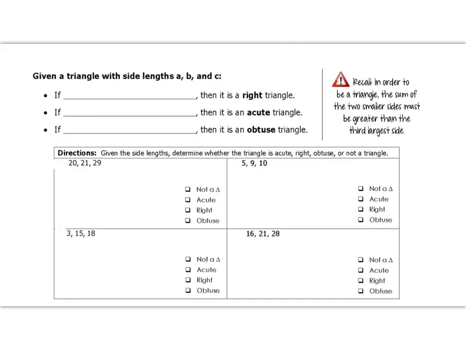Okay, next page. So we did this before. It's right if your hypotenuse squared is equal to the sum of the squares of the sides. Here, for it to be acute, you want your hypotenuse or your long side squared to be less than a squared plus b squared. And here, for obtuse, you want it to be greater than a squared plus b squared. Now, don't forget this little tidbit: the sum of the two smaller sides must be greater than the third side, the largest side, otherwise it's not a triangle.